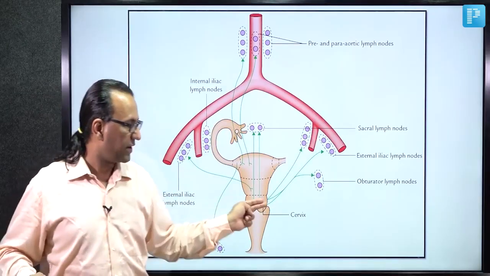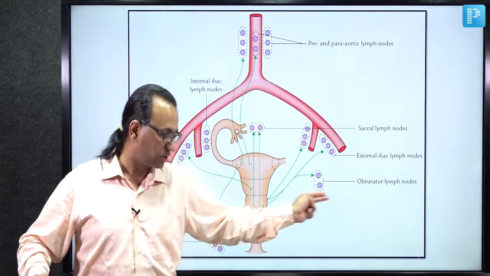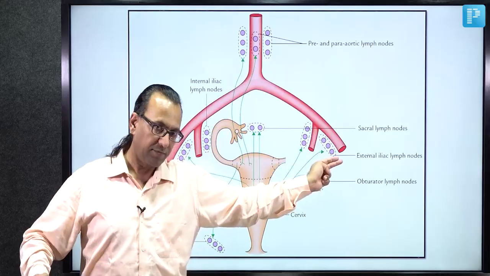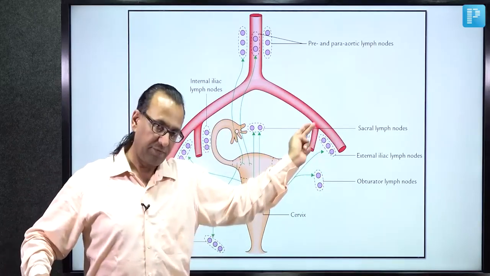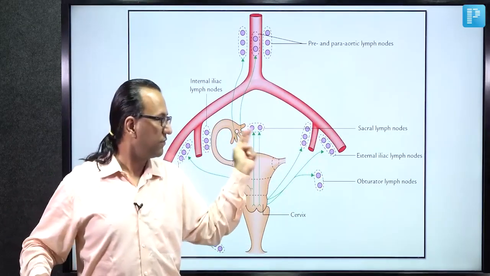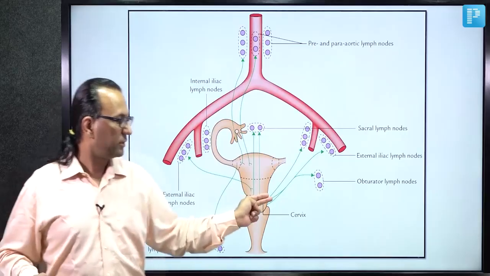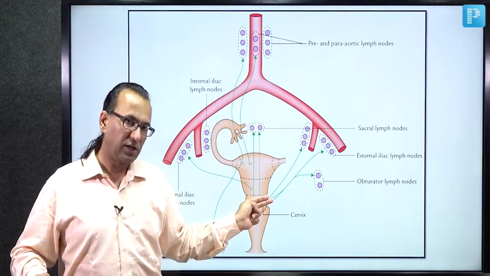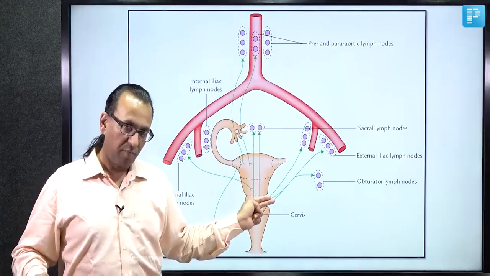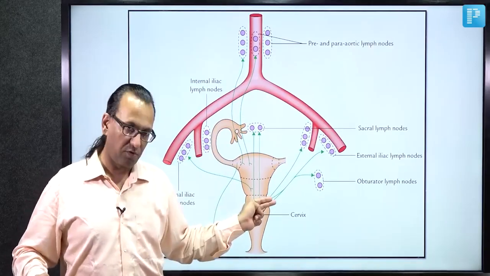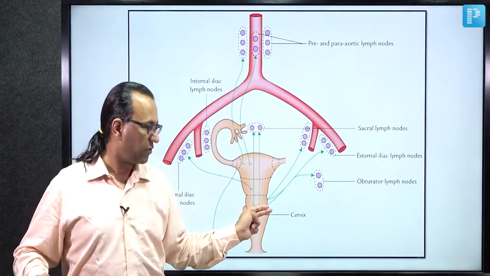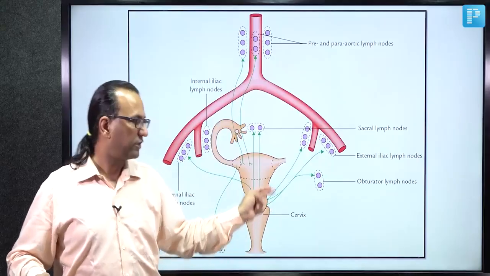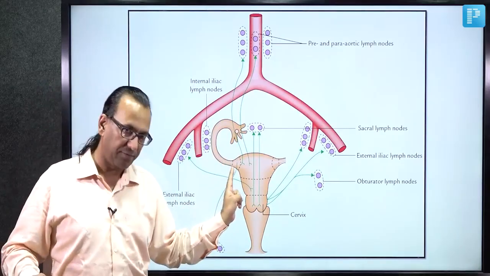For example, the cervix drains into the obturator lymph nodes, into the external iliac lymph node, into the internal iliac lymph node, into the sacral lymph node as well. But remember, the cervix, which drains almost everywhere, does not drain into any of the inguinal lymph nodes, may it be superficial or deep inguinal lymph node. Then which part of the uterus is draining into the inguinal lymph node?